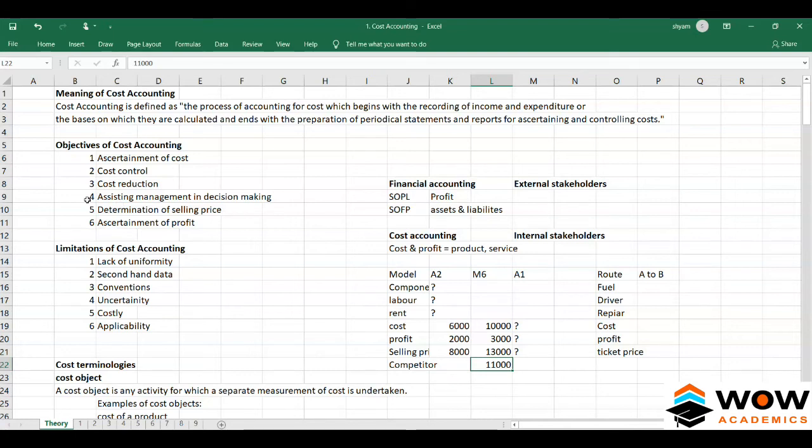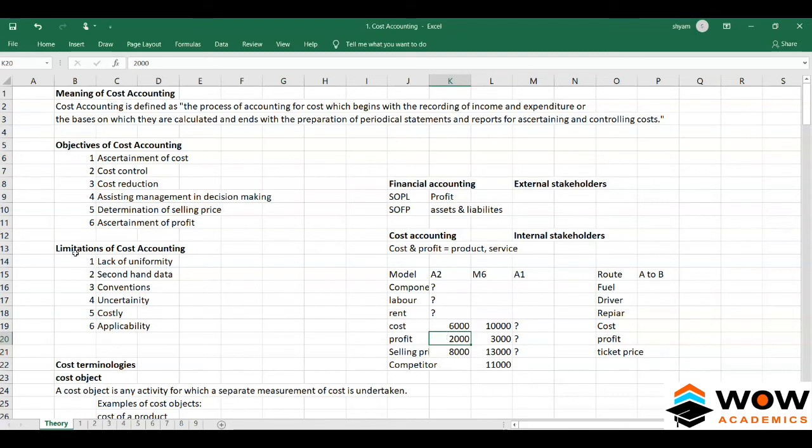The next point is determination of selling price. That is what we saw here. Add the cost to the profit, and you will end up with a selling price. And then ascertainment of profit. Once you know your cost and you know your selling price, you can easily find out your profit. So that's the concept here.